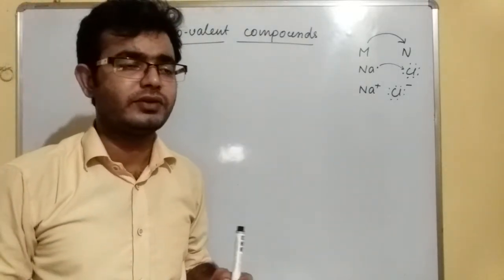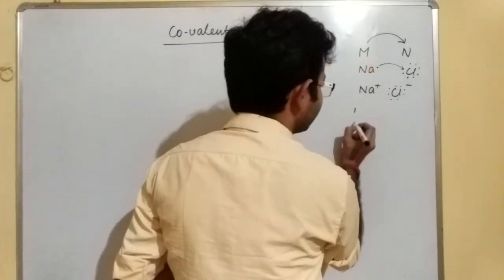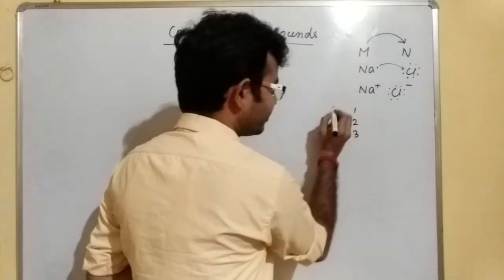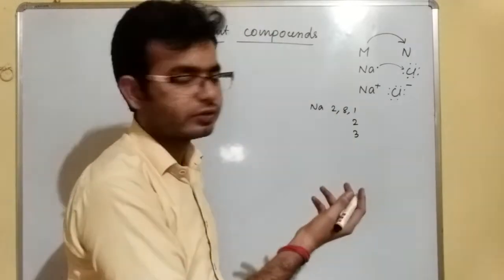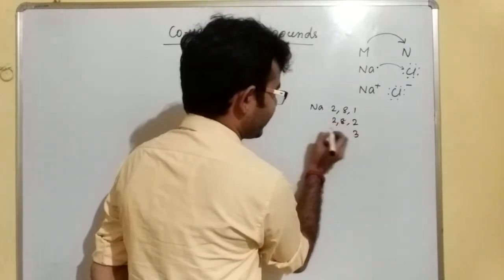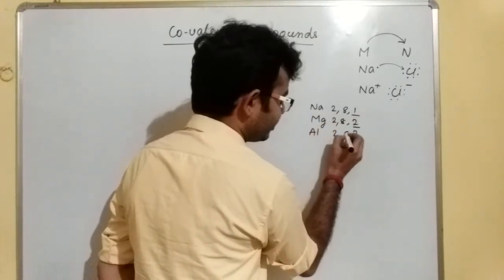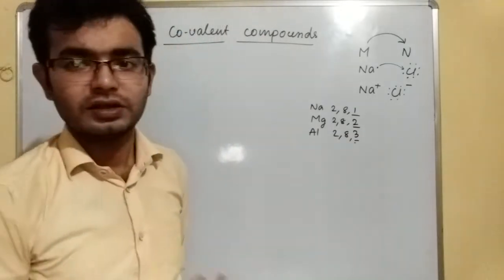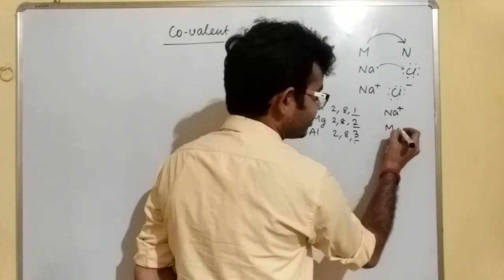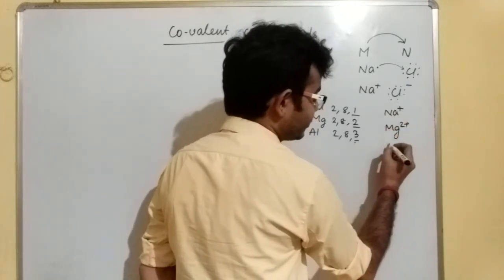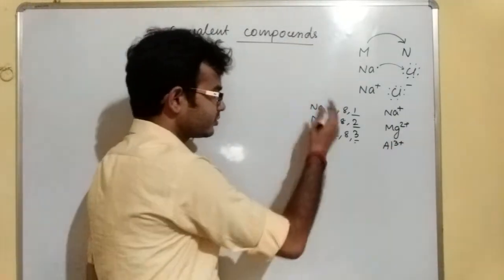Here we learned that if the number of valence electrons is 1, 2 or 3, like if we take the example of sodium, it contains 1 valence electron. If we take magnesium, it contains 2 valence electrons. If we take aluminium, atomic number 13, electronic configuration 2,8,3, it contains 3 valence electrons. Then they will lose electrons. Sodium loses an electron to form Na plus. Magnesium loses 2 electrons to form Mg2 plus. Aluminium loses 3 electrons to form Al3 plus. These are metals.